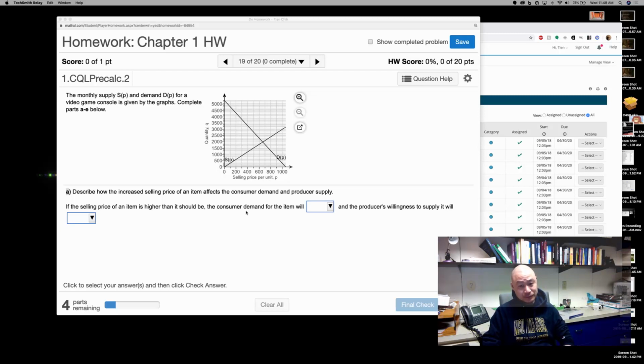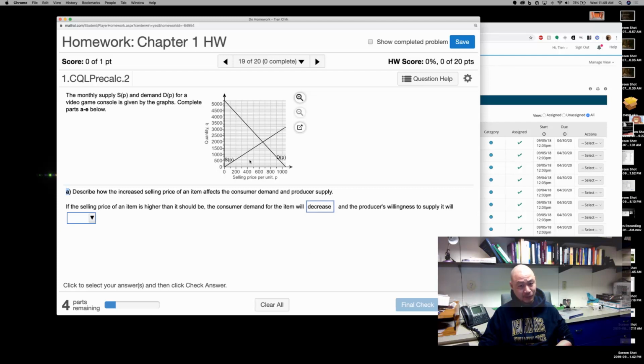Well, if you make the price of an item too high, the higher you make the price, the less the demand for it there is. And that makes sense, right? The more expensive something is, the less people will want to buy it. So as the price is too high, the demand should go down.